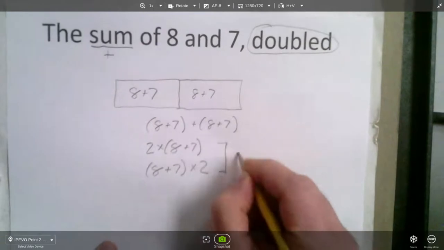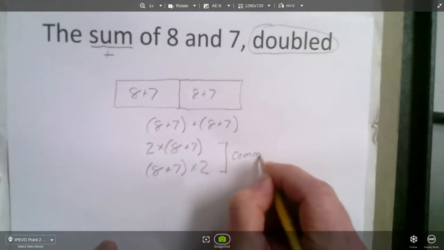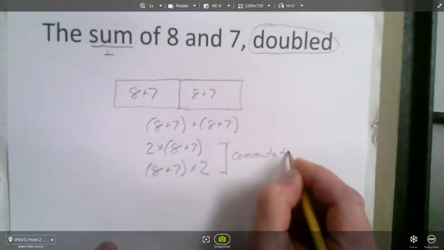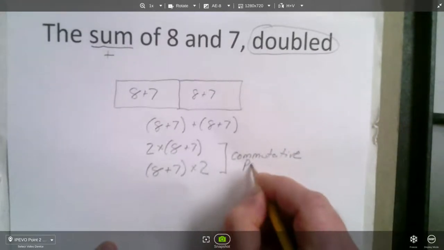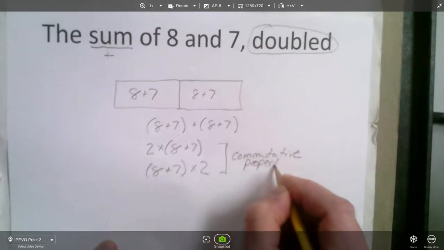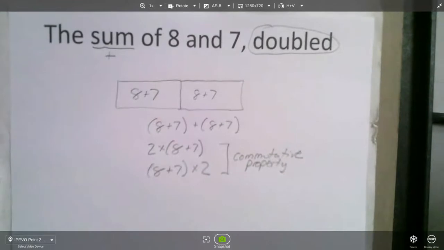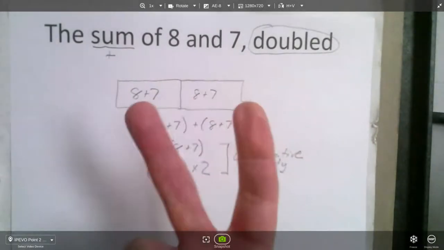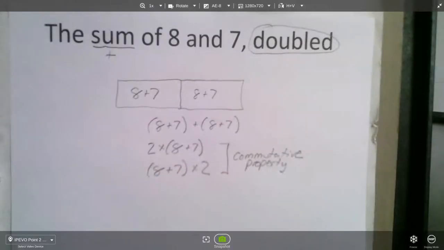These are both the same because of the commutative property. The commutative property applies to addition and multiplication and means that we can switch the order of the factors or the addends without it changing the answer.